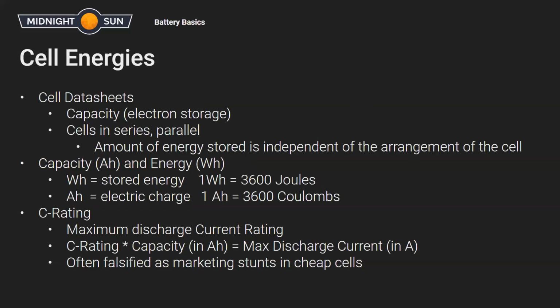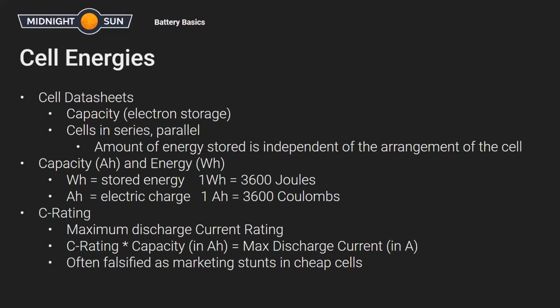So capacity will sometimes be expressed in terms of amp hours or watt hours. And this refers to if you were drawing 1 amp, or the number of amps that you could draw and discharge it in 1 hour, or same thing with watts. And then there's also the C rating. So this refers to the number of times you can discharge it in an hour.